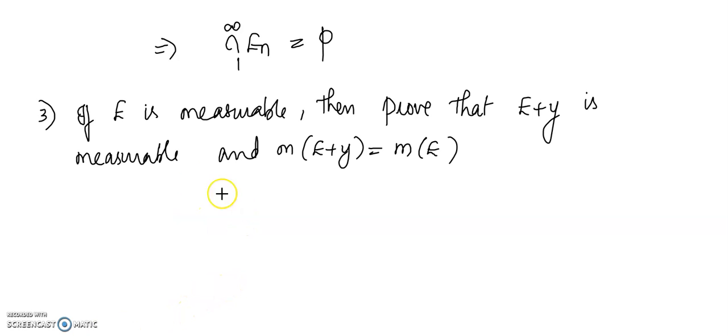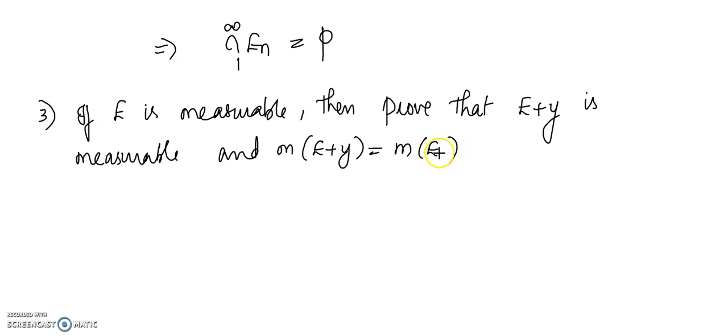solution. If E is measurable, then we need to prove that the set E plus y is measurable, and the Lebesgue measure of E plus y is equal to the Lebesgue measure of E. So we need to show that m of E plus y is equal to m of E. So this gives that if E is a measurable set, then it is translation invariant under the Lebesgue measure. So let us look at the proof.